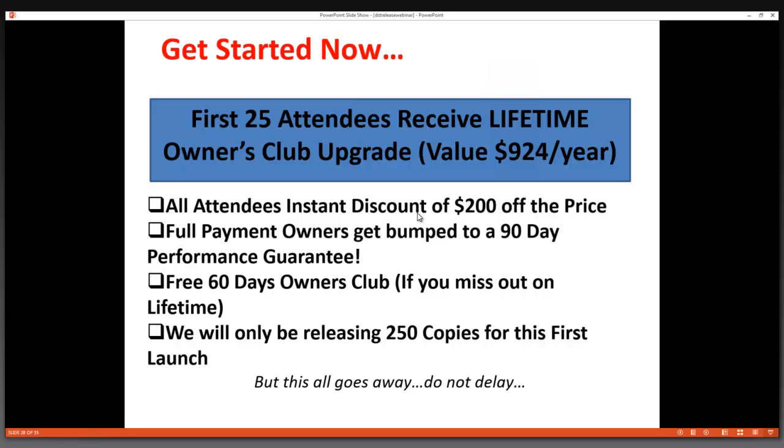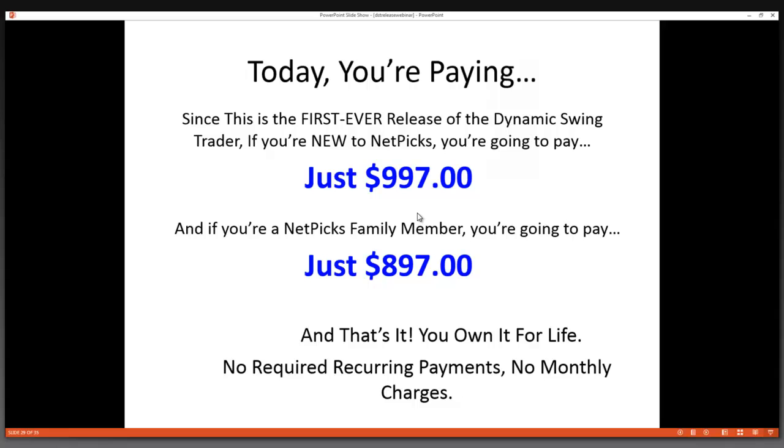And we're only doing 250 copies this first release. Yes, we're going to make the DST available again in 2015. It'll probably be about 2 to 3 months from now. But we are going to limit the number of copies because we just need to make sure that we can support everybody with the team that we have, okay? All right, so how much is it going to cost?